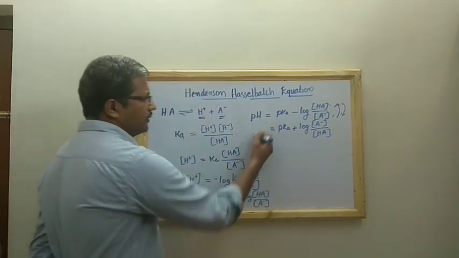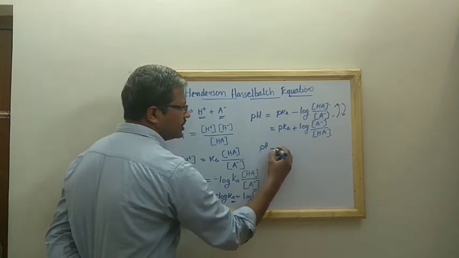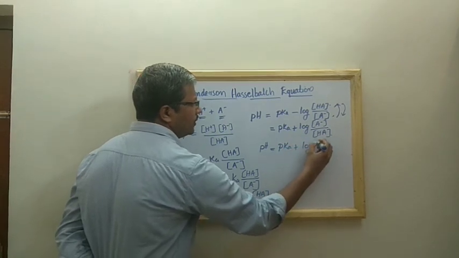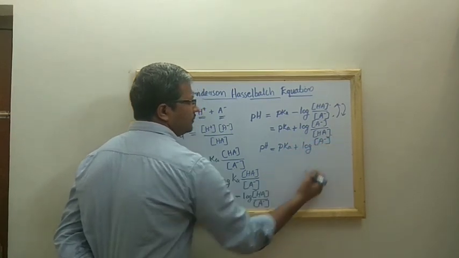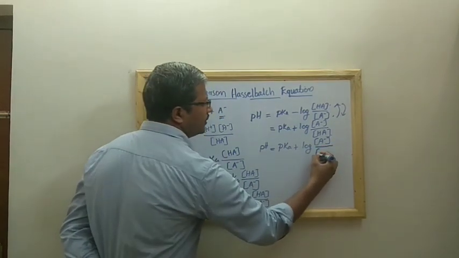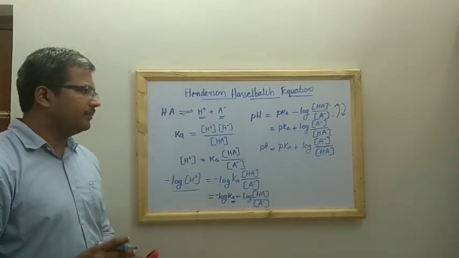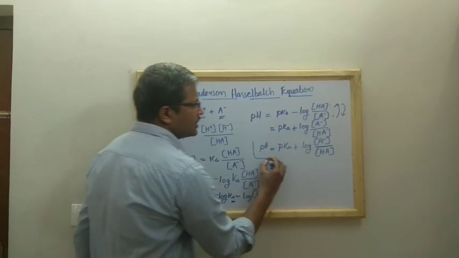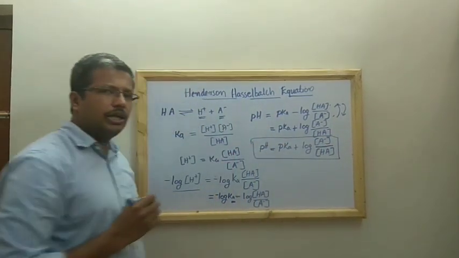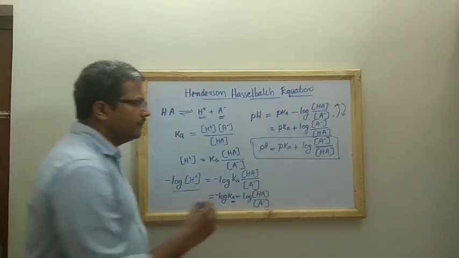Okay, now this particular thing is actually the Henderson-Hasselbalch equation, which is pH equals pKa plus log [A−], that is the anion, divided by [HA], the concentration of the acid. Okay, so this is the Henderson-Hasselbalch equation.